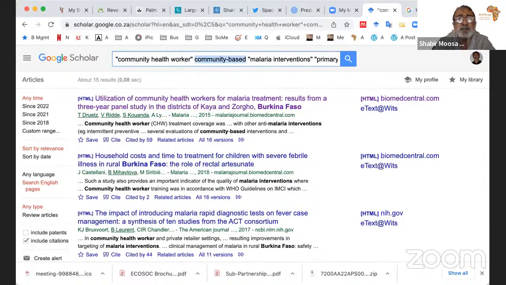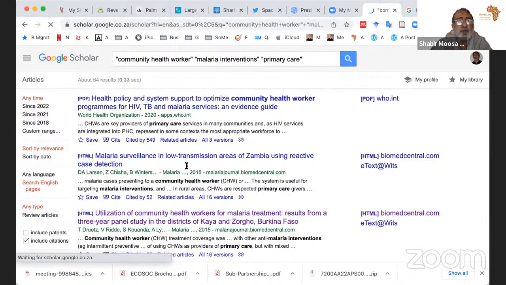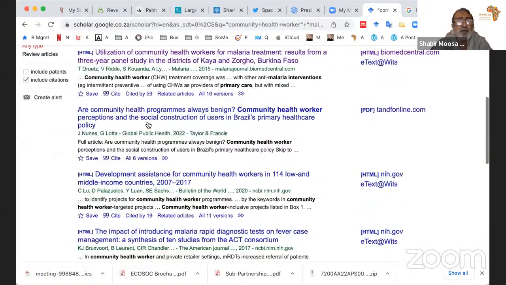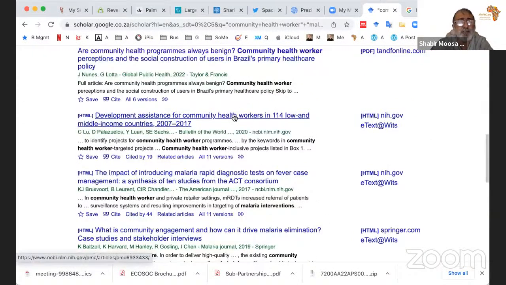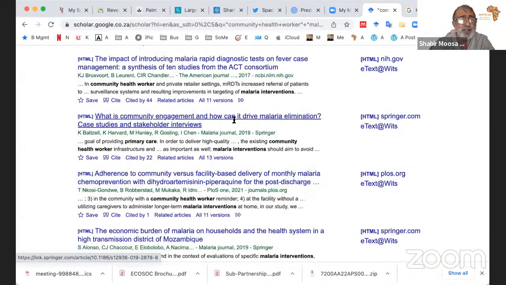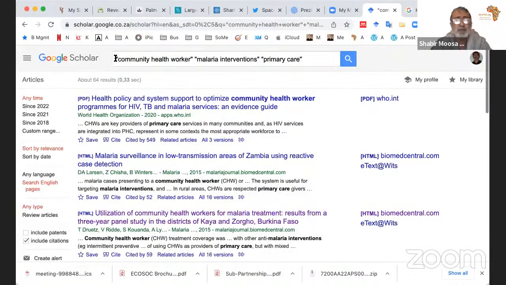So you've got to sit and ask yourself, well, I want to look at that much more clearly and understand the literature. So I might be sitting and saying, well, what's the literature out there on malaria interventions and community health worker programs? You're going to have to keep looking at it. In surveillance, there's utilization for malaria treatment, communities, development assistance. So you have to look at the impact of introducing diagnostics. So you can see already you are getting quite a variety of different potentials in what you could be asking about malaria interventions.